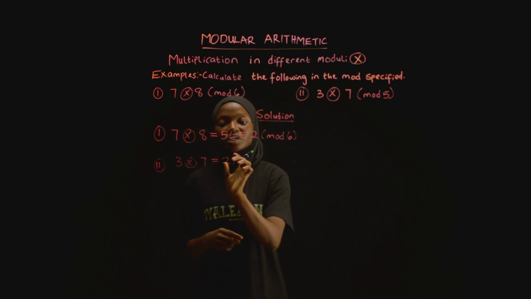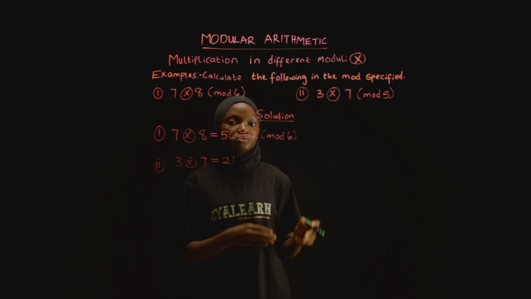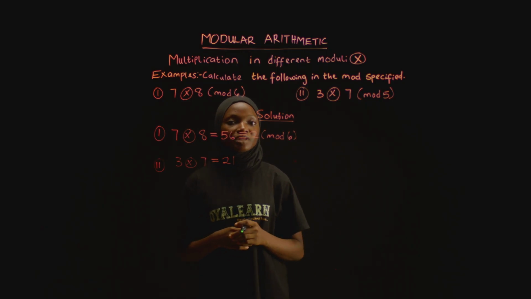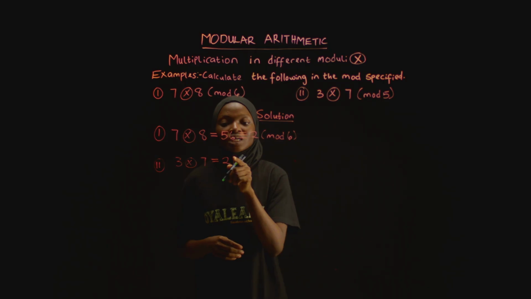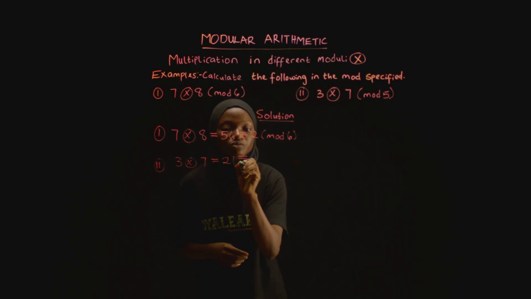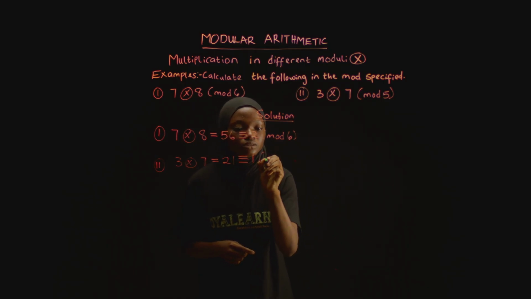To do that, we divide this 21 by 5 and pick out the remainder. 21 divided by 5 gives us 4, remainder 1. So that means 21 is equivalent to 1 in mod 5.